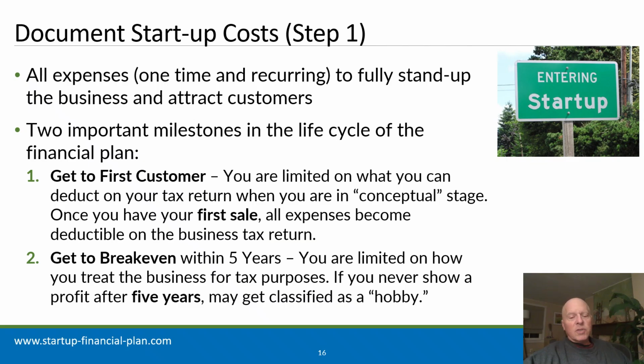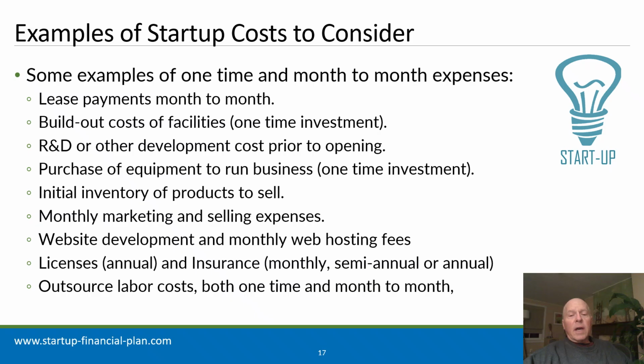The IRS is somewhat lenient, but you need to understand the rules that the IRS has when it comes to getting to profitability. So we've got to cover one-time expenses and month-to-month expenses. Like if you have a restaurant, you've got lease payments, you've got to build out the facility. Maybe you're developing a product. There could be R&D, research and development costs that you're going to incur before you can finalize the design and launch the product. Purchase restaurant equipment or vehicles. You've got to build out your inventory first, maybe land some inventory for resale if you're a merchandise business. So these are examples of some of the expenses you'll need to cover.